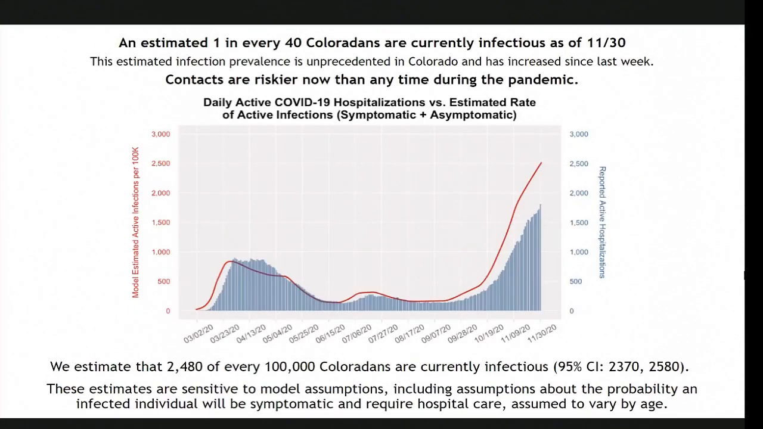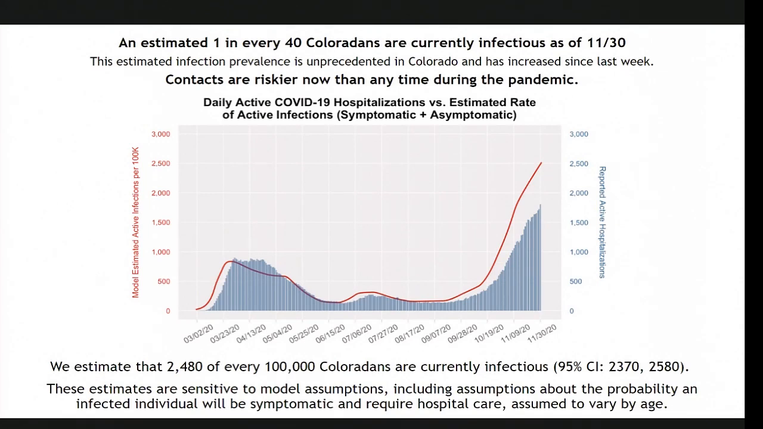So this slide shows two sets of figures. One is the actual reported hospitalizations in blue. Remember, that's 1796 today. The axis on the right side. On the left is orange, and this is the estimated number of active infections, that is, the people on any particular day who might be infected. This is given as the rate per 100,000.